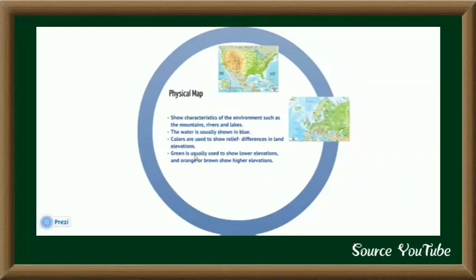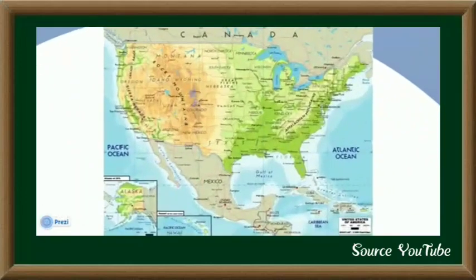So typically, green is used to show lower elevations, areas that are lower, and orange and brown show areas that are higher. So let's zoom in and take a little bit of a more enhanced look. It makes sense that this orange and brown represents higher elevations because look at what it's representing, the Rocky Mountains right here. You can also see in this area, it's got green all the way around, but it's got this little strip of tan right here, and it says that it's the Appalachian Mountains.